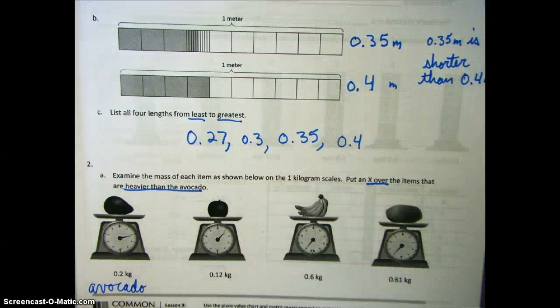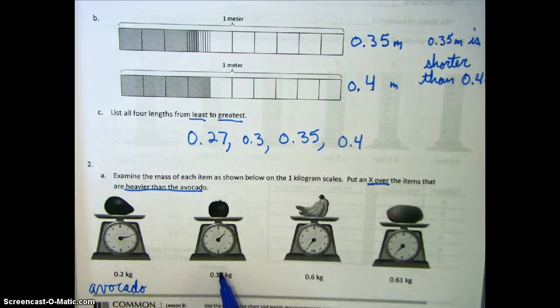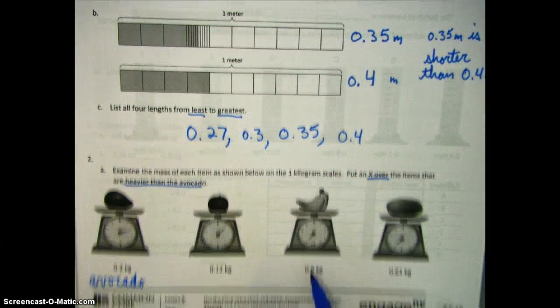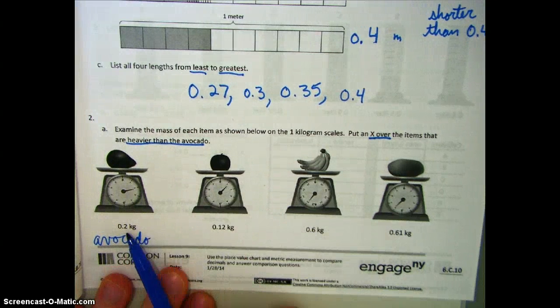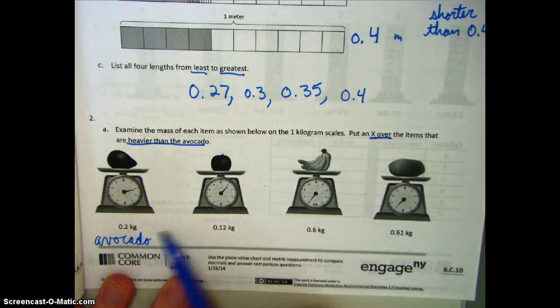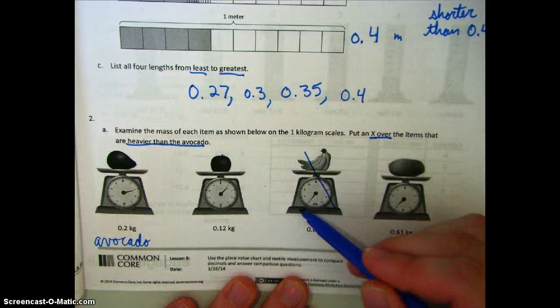Okay, so we look here and we see that this is 2/10, this is 12 hundredths. Okay, well, this has a 1 in the 10th place. This has a 2. So this is actually less than our avocado. Okay, moving on to the bananas, we can see that we have 6/10 versus 2/10. Obviously, this one's going to be much greater. It's about 3 times greater. So we're going to put an X over that.